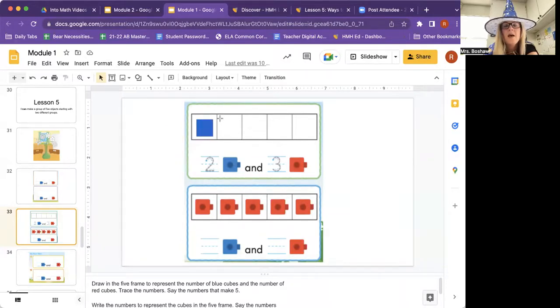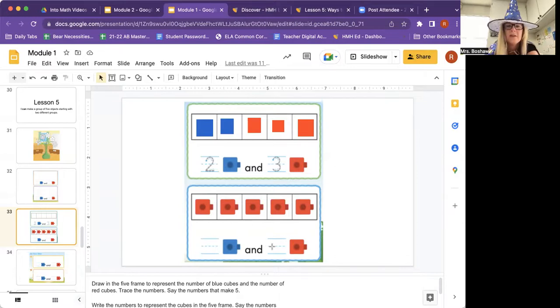1, 2. 2 blue cubes. How many red cubes? That's the number 3. So I'm going to do 3 red ones. 1, 2, 3. Is that 5? You know what? I don't even have to count them to know that it's 5 because it fills up the whole 5 frame. So I know that that's 5, but I'm going to count anyways, just to double check. 1, 2, 3, 4, 5.